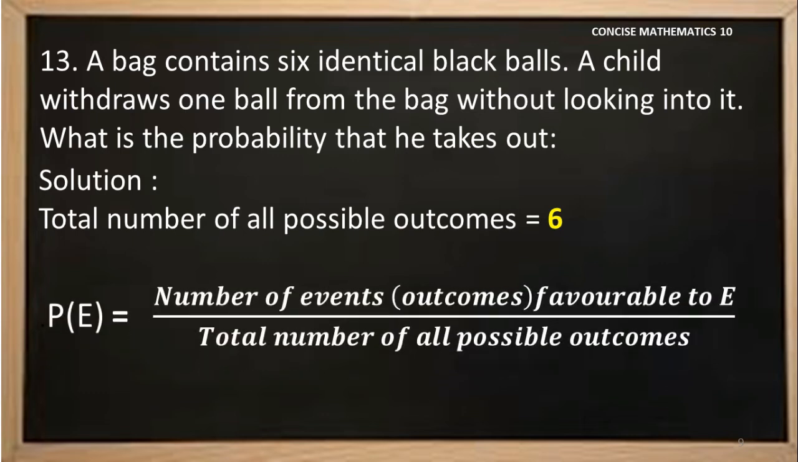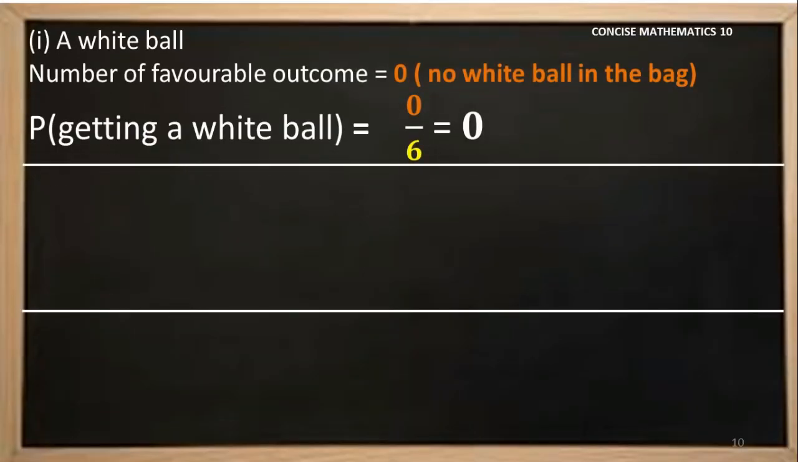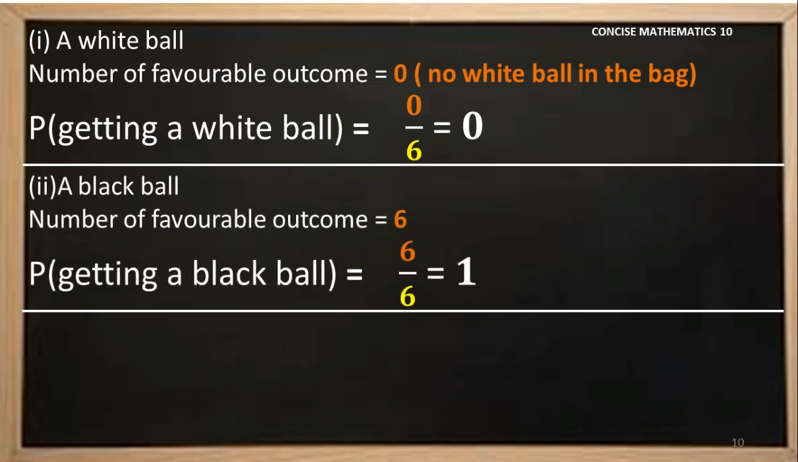Let us move on to the sub questions. The first sub question is a white ball. How can we find a white ball from a bag which contains 6 black balls? Hence the number of favorable outcomes is equal to 0, and the probability is 0 by 6, which is equal to 0. And a black ball. All are black balls, so the number of favorable outcomes is equal to 6. It results as 6 by 6, which is equal to 1.